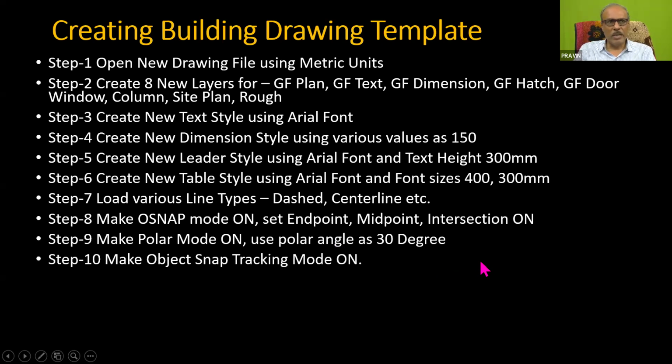After that, step number 10 is to make the object snap tracking on. So this is the function button F11. There we have to use the object snap tracking mode, make it on. We also require this to take the horizontal and vertical projection from the various points while preparing the building drawing.